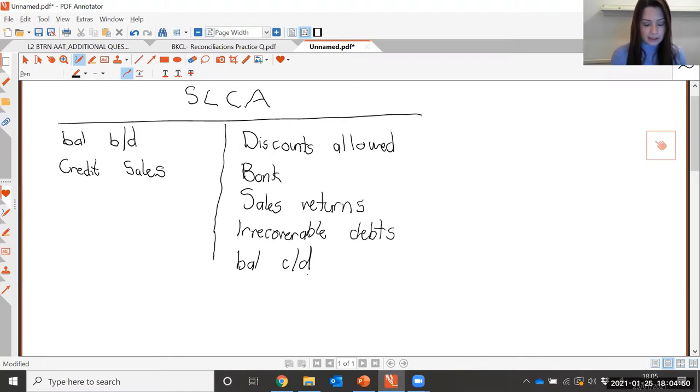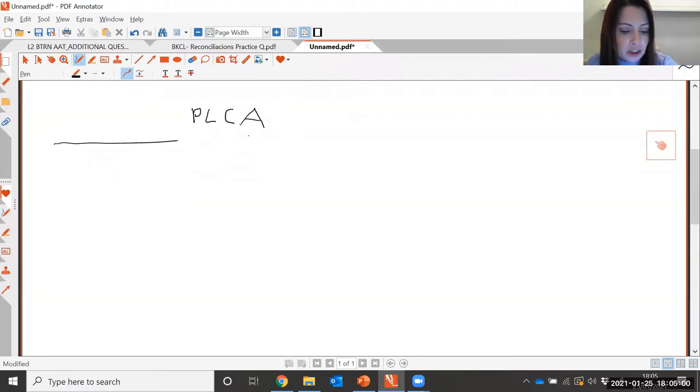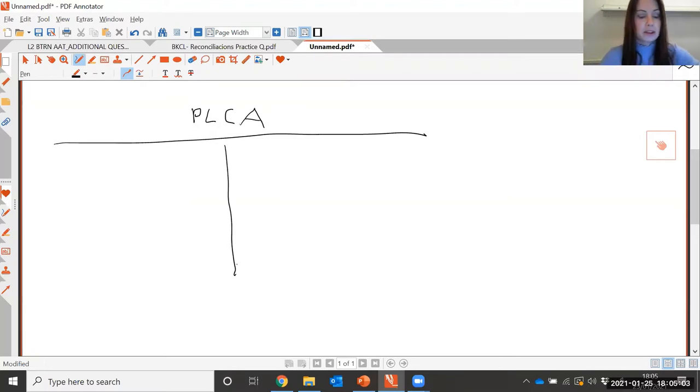Okay, and while we're on this page, we're going to do the same thing, but this time for the purchase ledger control account. So remember, your purchase ledger control account is a liability account. So it contains your trade payables or your credit suppliers. So what might we find in this account? Let's do the credit side of this account first. Balance brought down? Yeah. Because it's a liability account, the balance brought down will always be on the credit side. Yeah, good, Kirsty. Yeah, Madalena, good, purchases. So it's credit purchases.